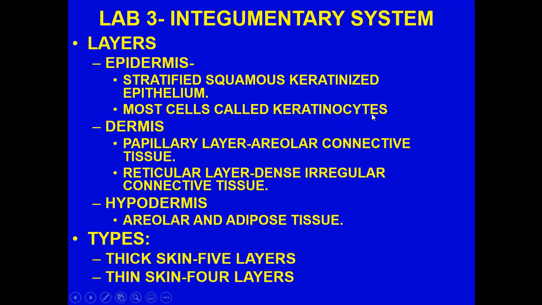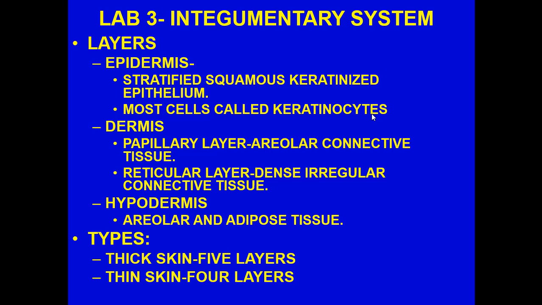So let's go over the layers again. Epidermis, which is basically made up of stratified squamous keratinized epithelium. Most cells are called keratinocytes. The dermis, which consists of two layers. The papillary layer, which is composed of areolar connective tissue, and that's right up against the beginning layers of the epidermis, and the reticular layer, which consists of dense irregular connective tissue. The hypodermis is below the reticular layer of the dermis, and that consists of areolar and adipose tissue.